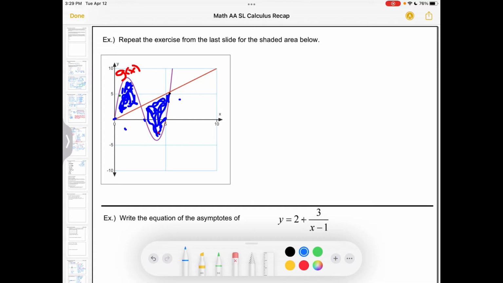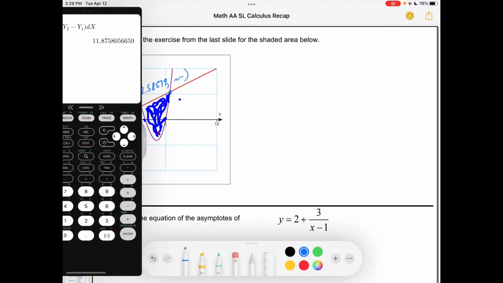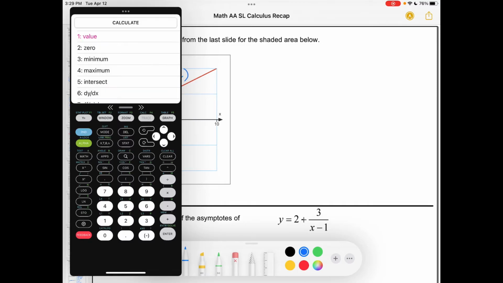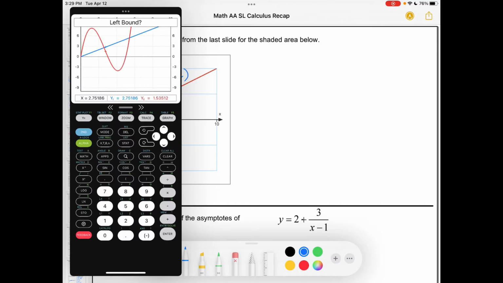Now we're going to repeat the same process for the same functions, but there's going to be 2 different areas that we're looking for, and we need to find the sum of them. So I already know that this is happening at 2.58579, whatever. Don't care about the y value. And I also need to figure out what the second intersection is, so that's no big deal. I graph, I go second, calc, intersect, and I find that other point of intersection.